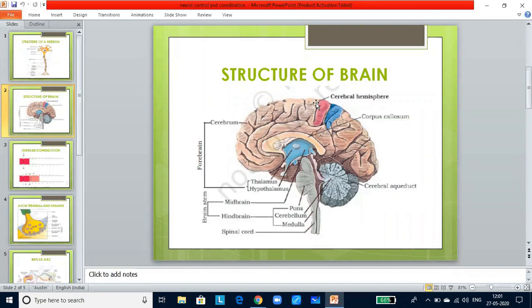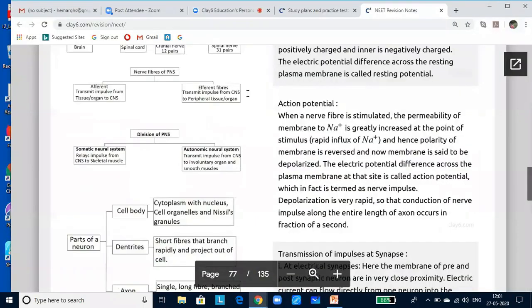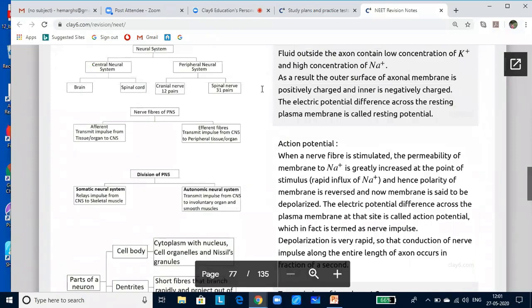It gives out 31 pairs of spinal nerves in man. It deals with impulses to and from the brain, and it is the center for reflex action. So this is very important. Now let us look at the peripheral nervous system. Peripheral nervous system comprises the nerves of the body associated with the central nervous system.